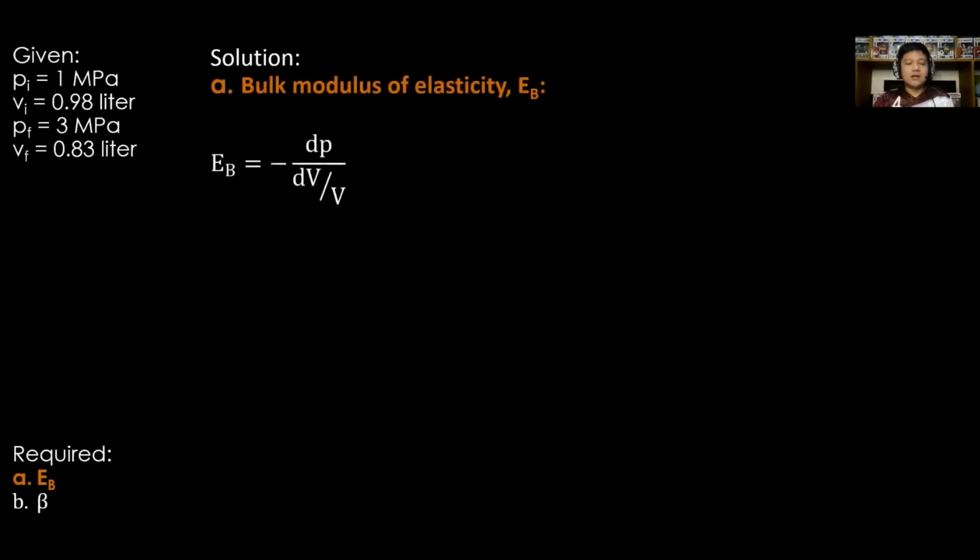So for letter A, the bulk modulus of elasticity, or E sub B, is equal to negative dP over dV over V. The negative will counteract the negative value for the decrease in volume, because again, if we intend to compress our fluid, what will happen to the volume? It will decrease. Therefore, the value of dV will be considered a negative value.